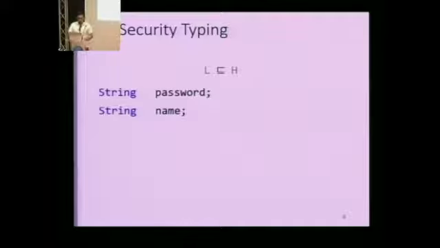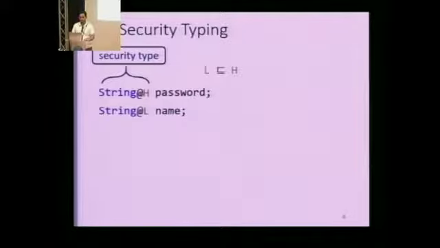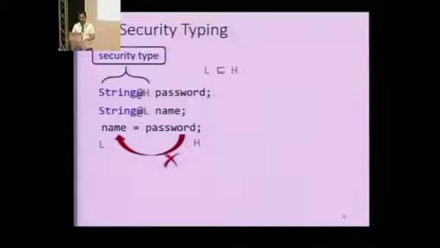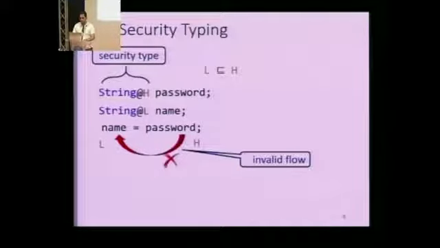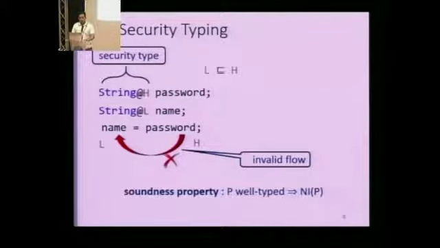So one of the ways to control information flow is security typing. In a language with security typing, types are extended with security levels, which creates a new notion of security types that the type system uses to detect and reject invalid flows. By doing that, in most cases, we can state a soundness property that says if the program is well typed, then the program satisfies non-interference.